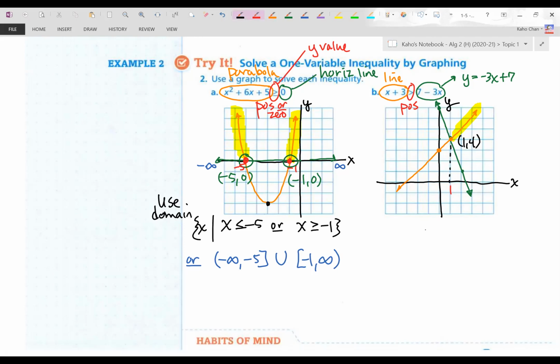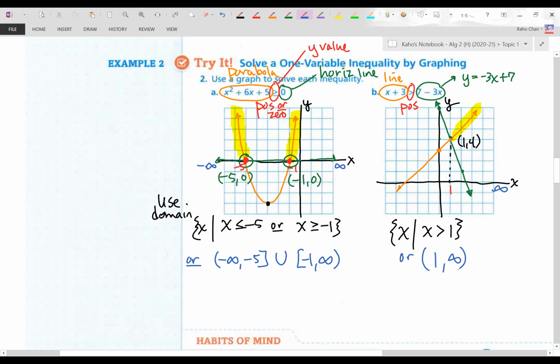Here we go. All values of x such that x is now going to the right of 1, but not including 1. We're not looking for or equal to. We're only looking for positive. So this is greater than 1. That's all you need for your answer. Let's go ahead and put it in interval notation form. 1 is first, it's parentheses because you're not including it, all the way to infinity to the right. And there it is. Great job.